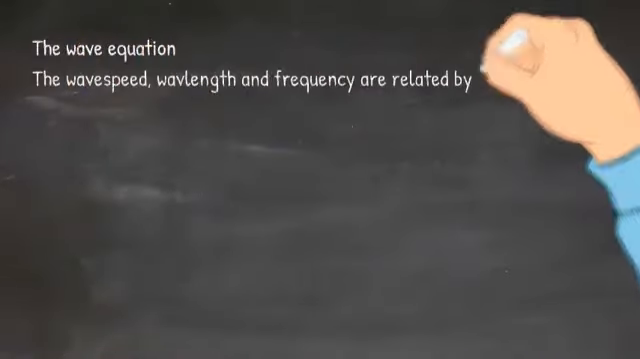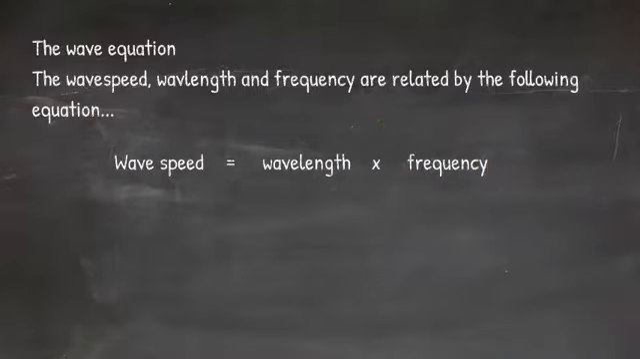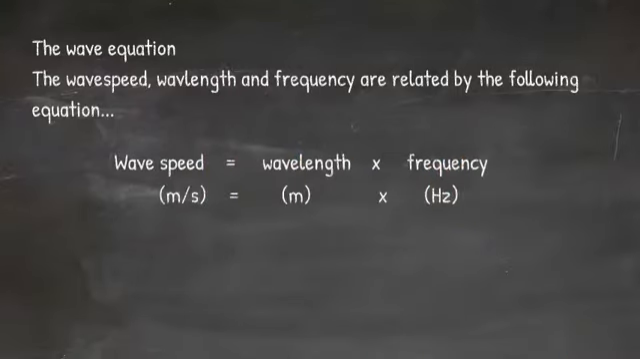There is an important equation with this topic, the wave equation. The wave speed, wavelength and frequency are related by the following equation. Wave speed is equal to wavelength times frequency. The units for wave speed are meters per second, for wavelength they are meters, and for frequency they are hertz.